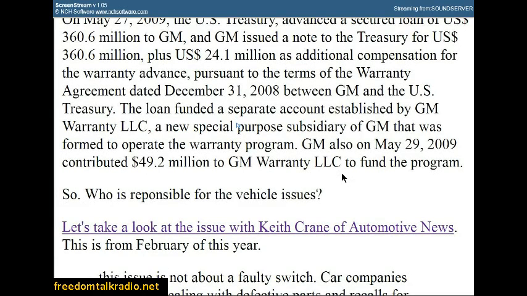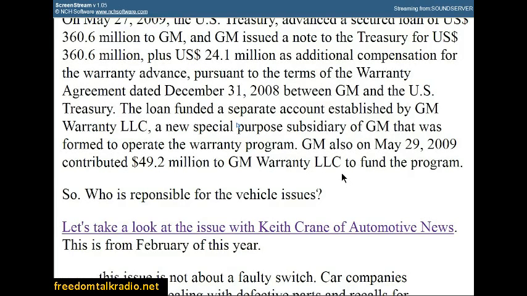Let me see. The agreement dated December 31st, 2008 between GM and the U.S. Treasury. The loan funded a separate account established by GM Warranty LLC, another limited liability corporation, a new special purpose subsidiary of GM that was formed to operate the warranty program. GM also on May 29, 2009 contributed $49.2 million to the GM Warranty LLC to fund the program. So the question remains, who the heck is going to be responsible for these liabilities?